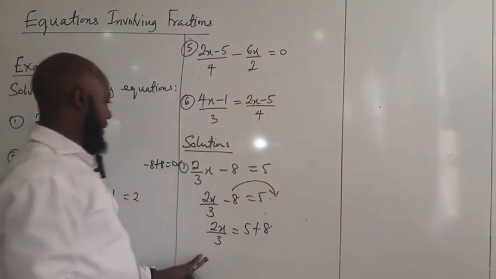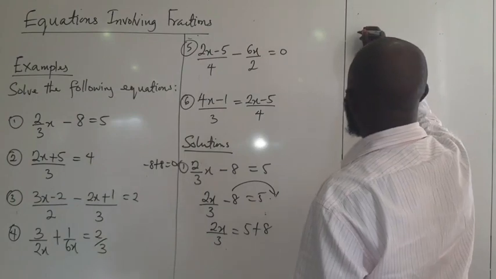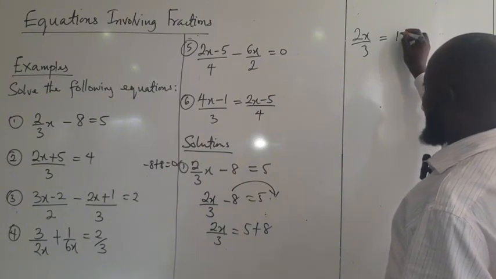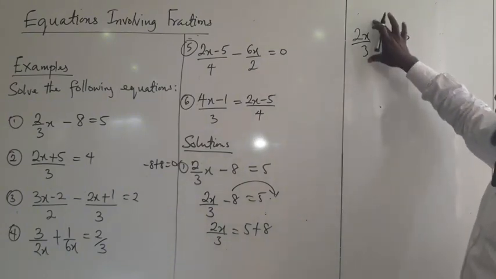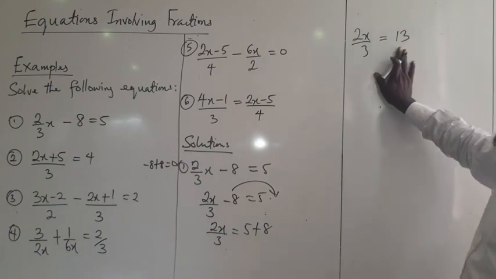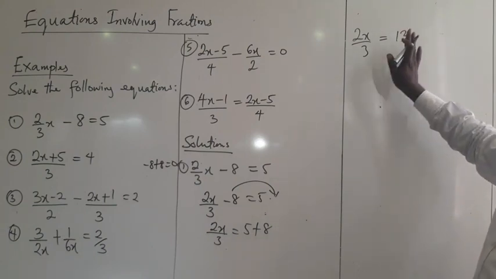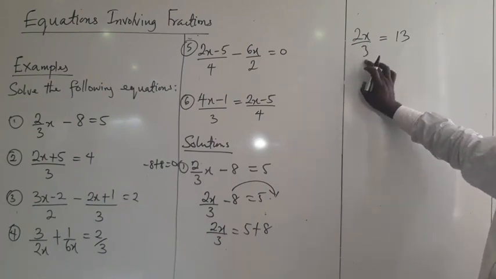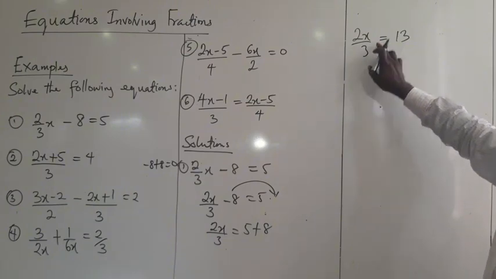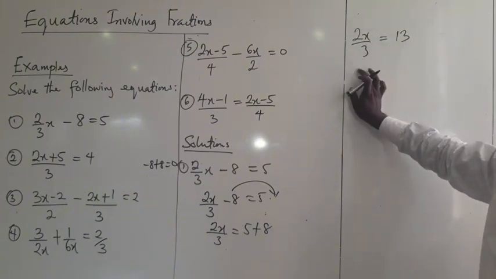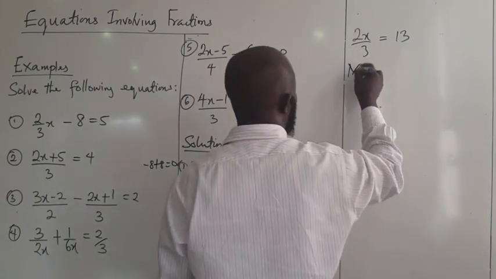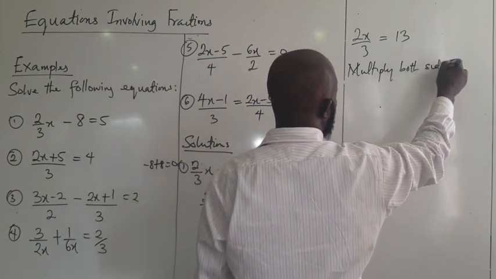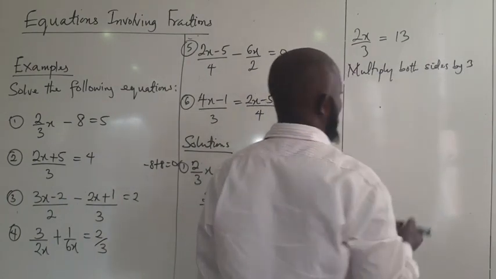So from here, we can then have 2x over 3 equals 13. Now this is a fraction. This is a whole number. So we can make this whole number a fraction as well, or we want to remove the fraction. What we have as denominator is 3. So what you just need to do is to multiply both sides by the denominator. So we just say multiply both sides by 3. Is that clear?